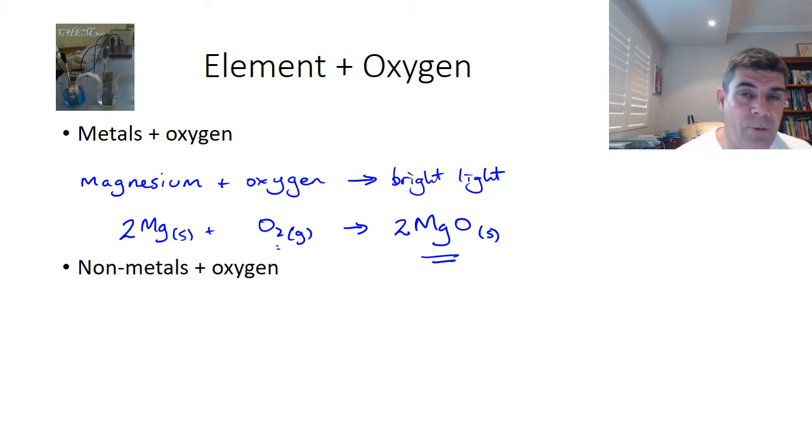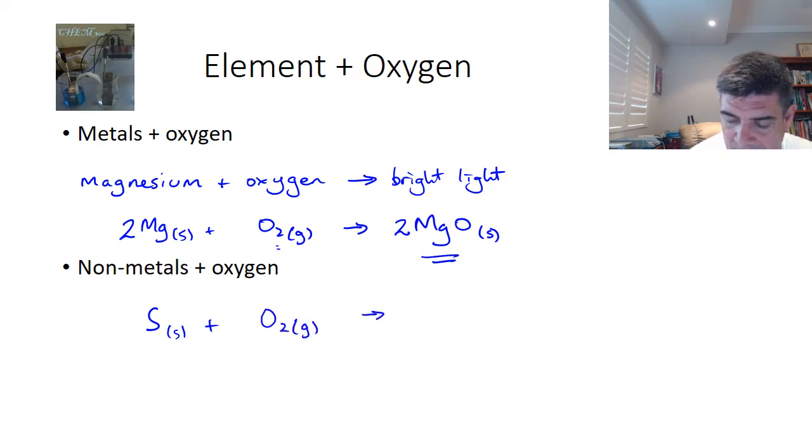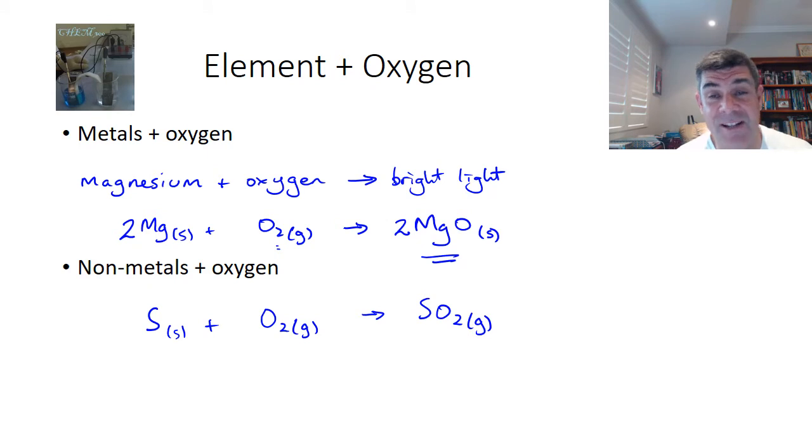But what happens if we burn a non-metal in the presence of oxygen? Well, one example, there are a few that you can do, hopefully in a fume cupboard, and we'll have a look at this particular one with the deflagrating spoon and gas jars in the fume cupboard. And that is sulfur in combination with oxygen, and this forms a gas, sulfur dioxide. This one is already nicely balanced for us, so that makes life a little bit easier.